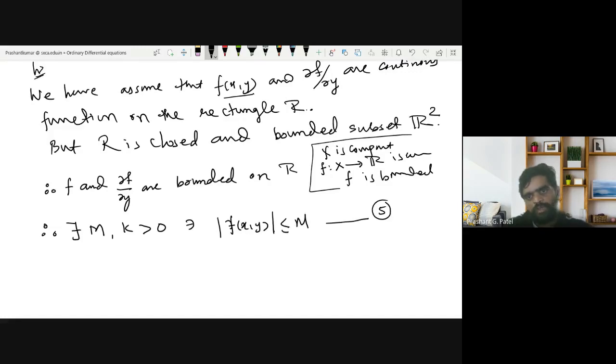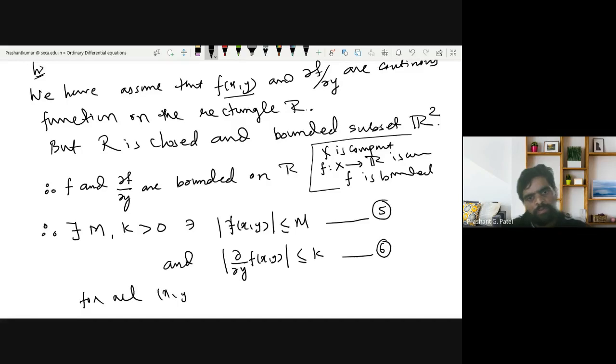I will call this the fifth inequality. And |del f upon del y| will be less than or equal to k. I will call this the sixth. This is true for every (x,y) in R. This is rectangle R, every time I'm writing that.